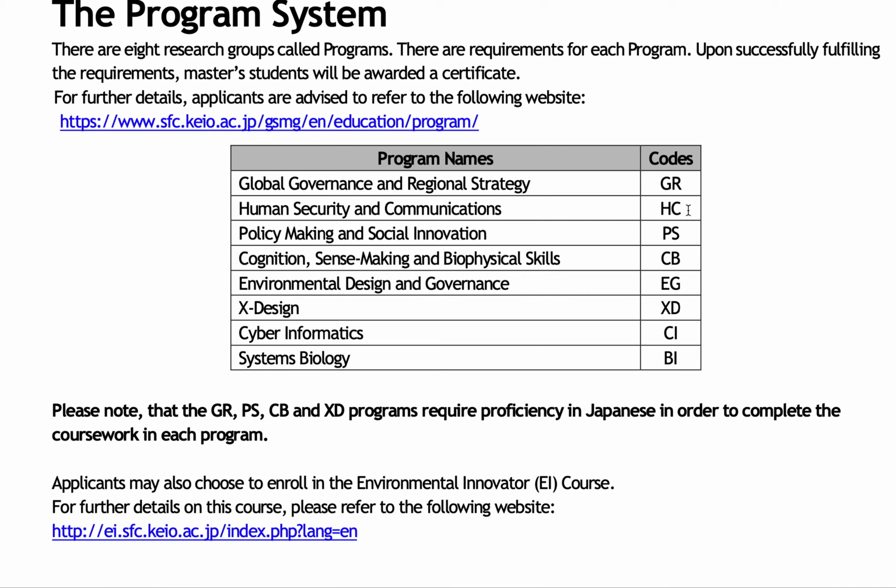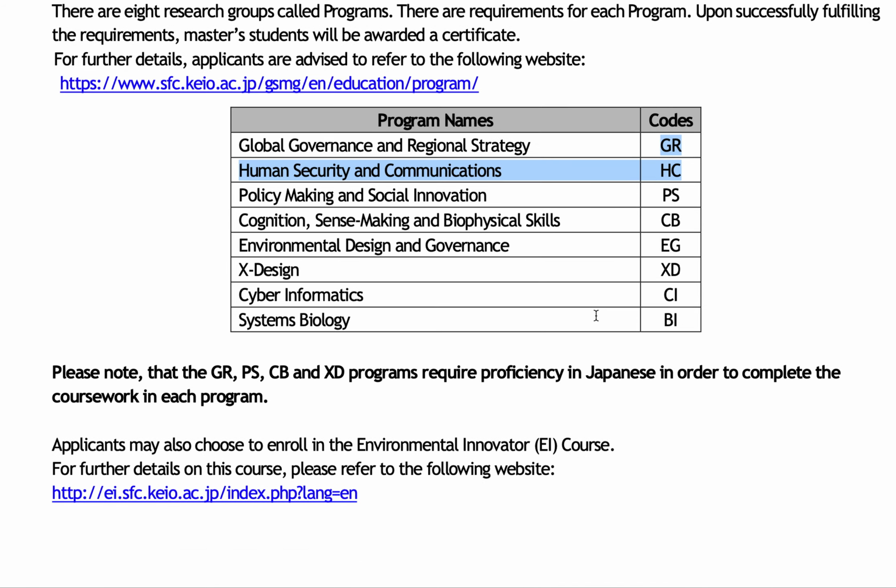So if you just want admission, it's better to first apply for the GR and HC program. And after admission, if you are not that satisfied with your program, you can change it. You can change it after you have discussions with your thesis advisor and the professors in the program you want to change into.